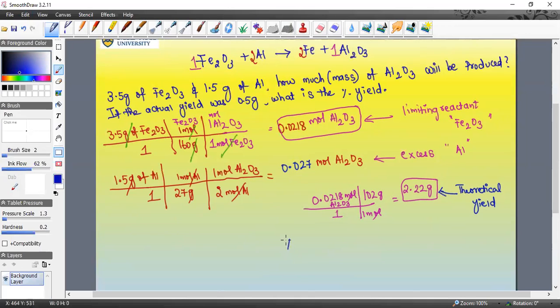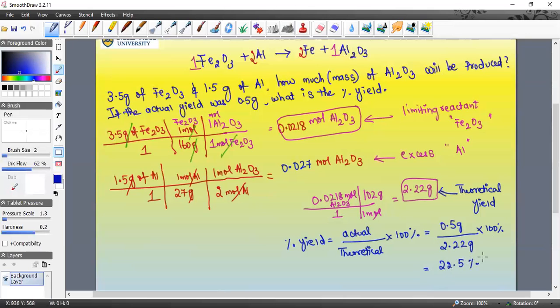All right, so how do we actually calculate the percent yield? Percent yield is actual over theoretical times 100%. So actual yield was 0.5 gram and the theoretical yield was 2.22 grams times 100%, and that would be 0.5 over 2.22 times 100%. It's about 22.5% or 23%, however you want to write it. Okay.